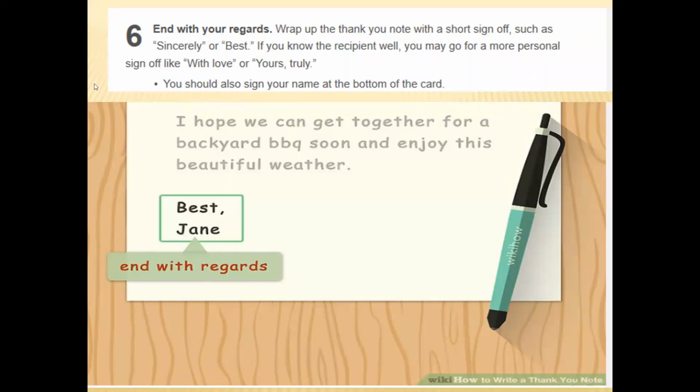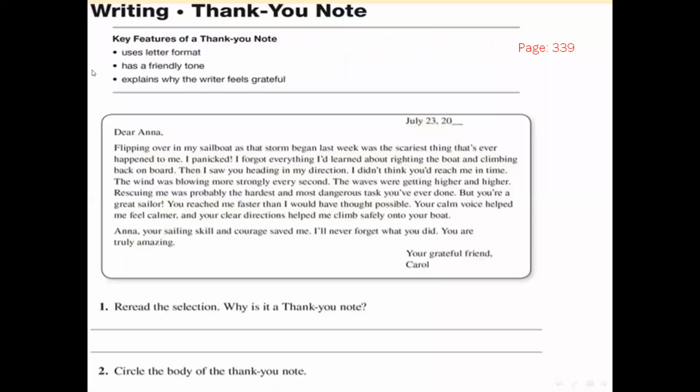Now, I need you, class, to open your books. Page 339, please. Open your books, page 339.